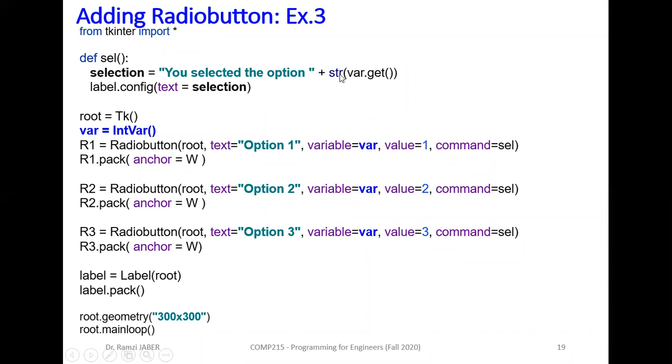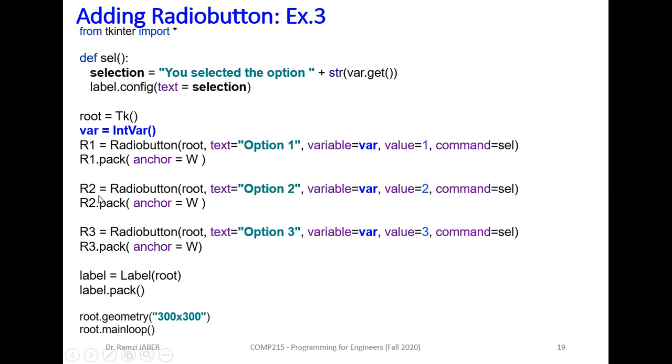take number 1. Then label.config text equal selection. At the end of these buttons we have a label here. Label equal Label root, label.pack. So when we call this function, inside this label we write this text. So label.config text equal selection. Selection means you selected the option 1 or 2 or 3.